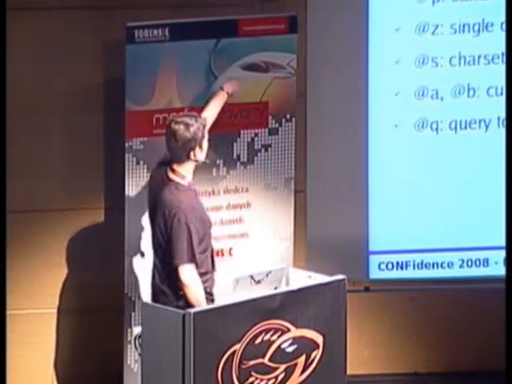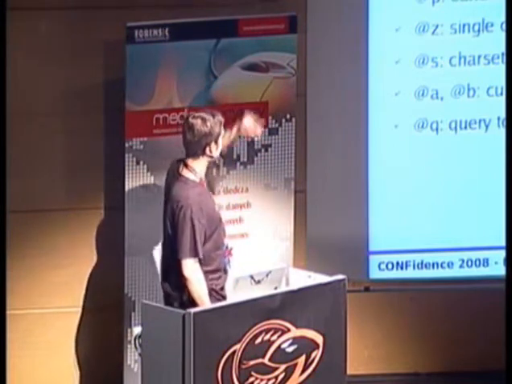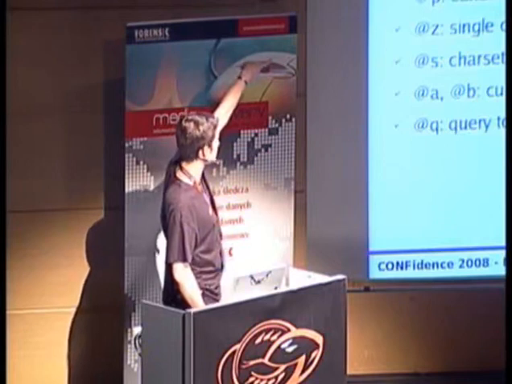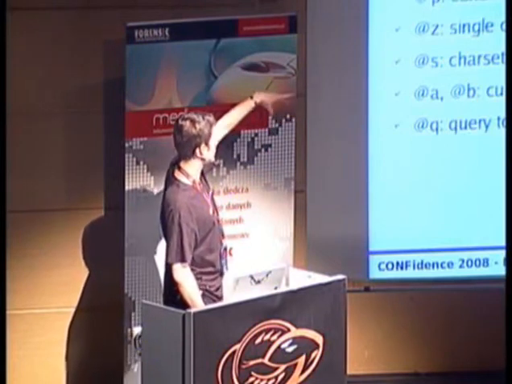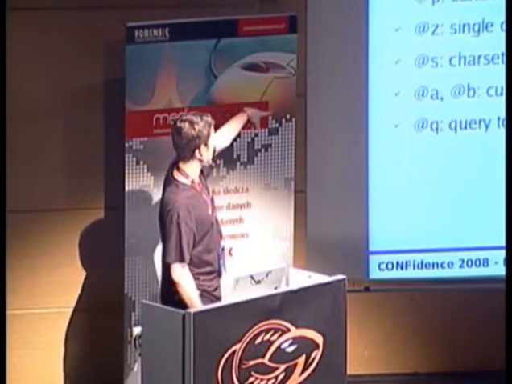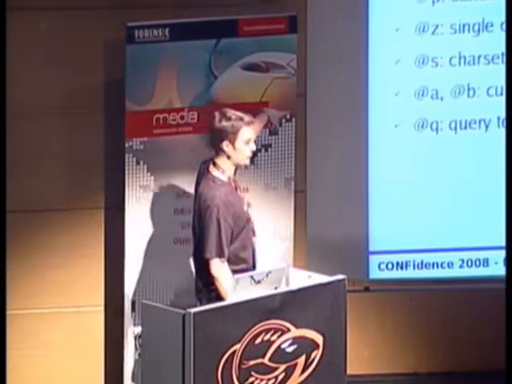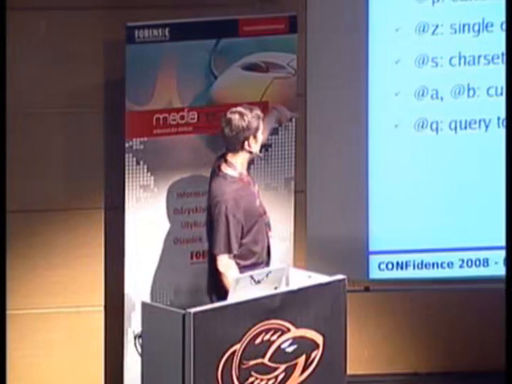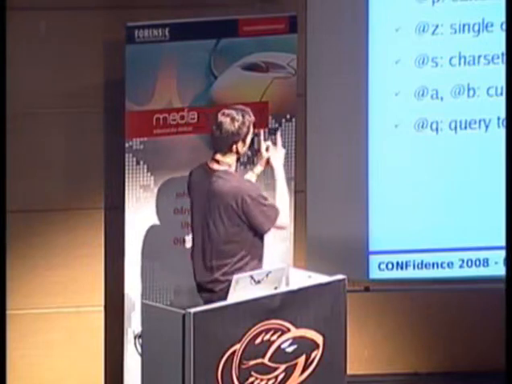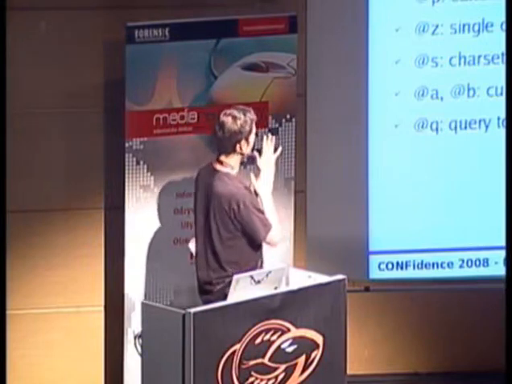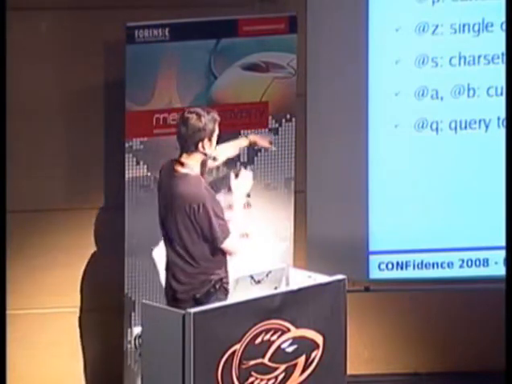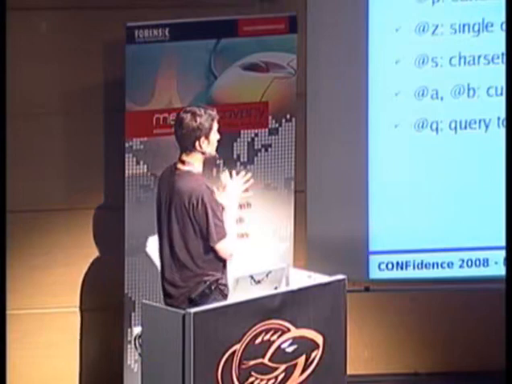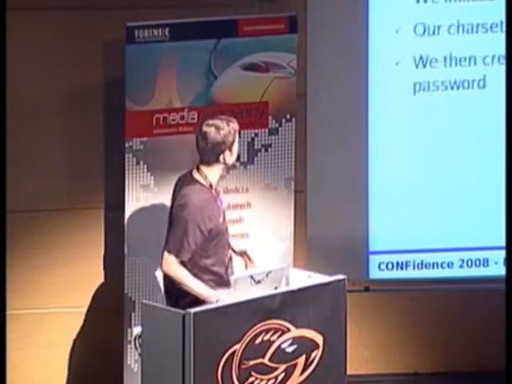We start by declaring the variables that we need. P will be the candidate password that we're going to try. Z is a single character that is used to build a candidate password. S is going to be the char set that I'm going to use. A and B are going to be cursors that will move on the char set to construct the candidate password, and Q will contain the query that will be run.